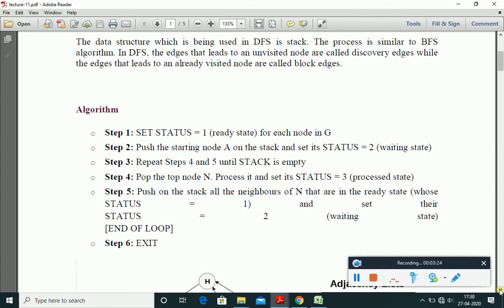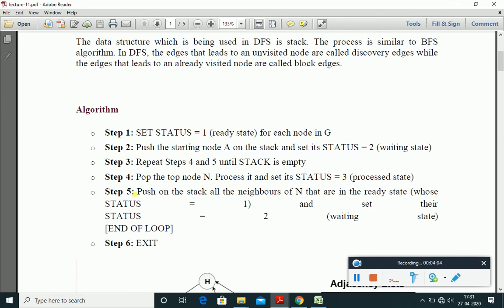So just have a look at the algorithm. The first step is that we make 1 the status of all the vertices of the graph. Then we push the starting node into the stack and make its status equal to 2. This is known as the waiting state, because the vertex has been discovered but has not been finished yet. Now in step 3 we repeat steps 4 and 5 until the stack is empty. In step 4 we pop the vertex at the top of the stack and make its status equal to 3.